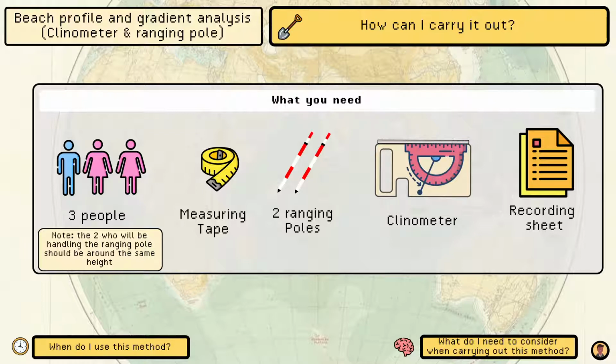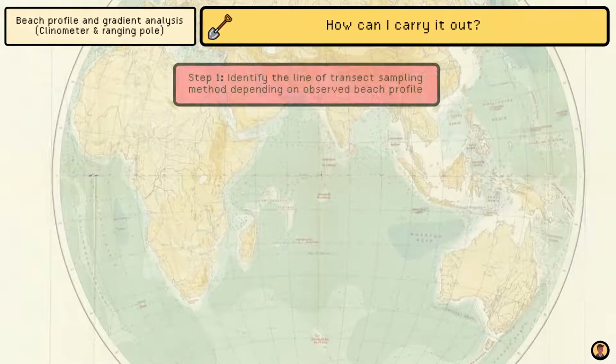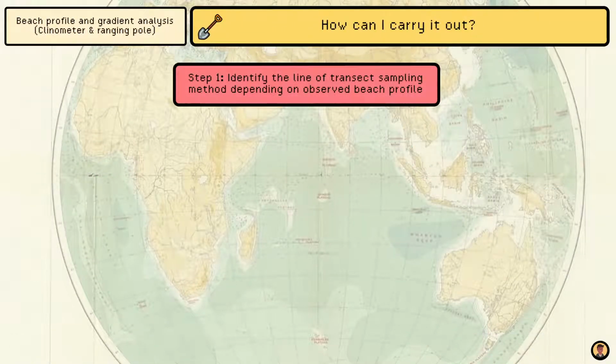All right, so how do I carry out this method? So step 1, what you need to do is basically identify the line of transect on the beach that you are interested in studying. Okay, so after you have identified the line of transect, you actually have to also think about the sampling method that you want to use.